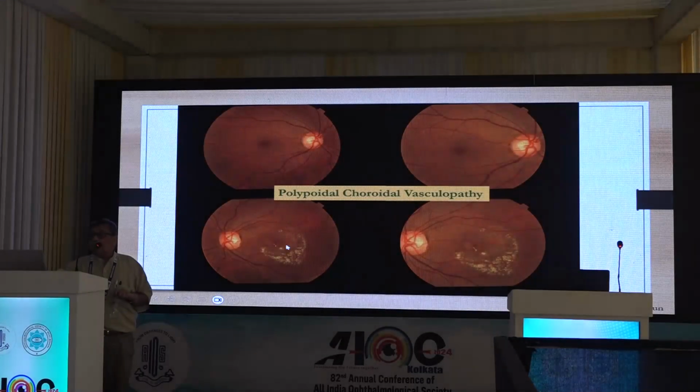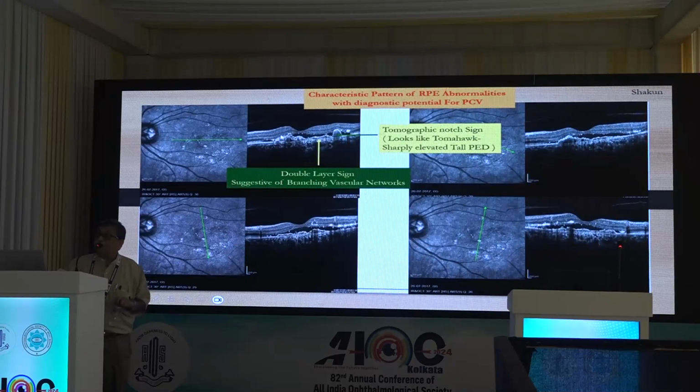This is a patient who has a lot of exudation, and this excessive exudation or excessive hemorrhage in a patient who's around 50, 60 years old is a sign of polypoidal choroidal vasculopathy. And what do you see? You see these irregular RPEDs, peaked RPEDs, and if you look at this shallow RPED, within that you find another layer. It's called the double layer sign. So this is a sign that there's a branching vascular network under this.